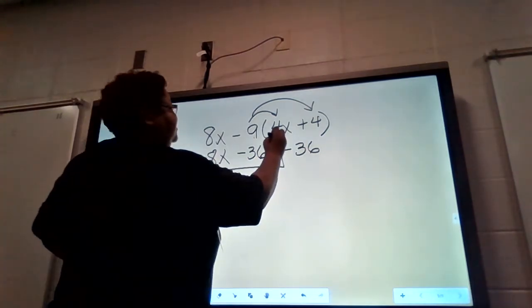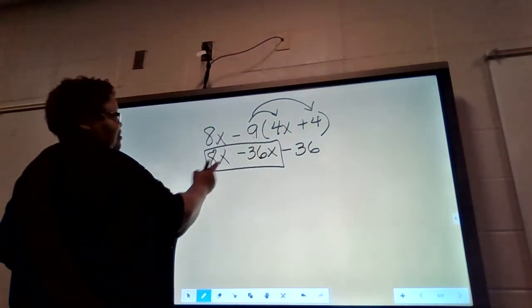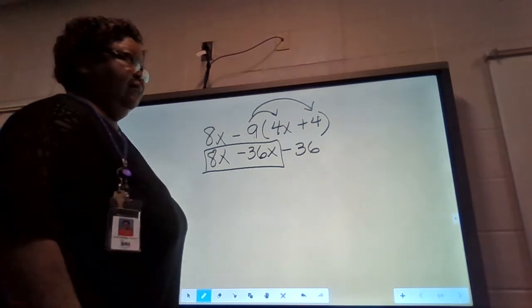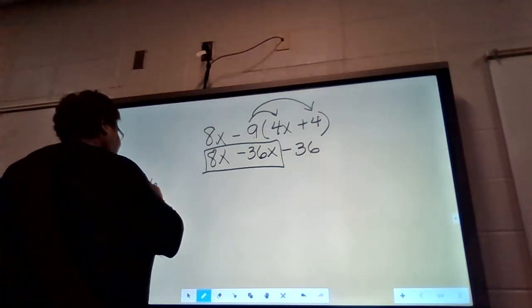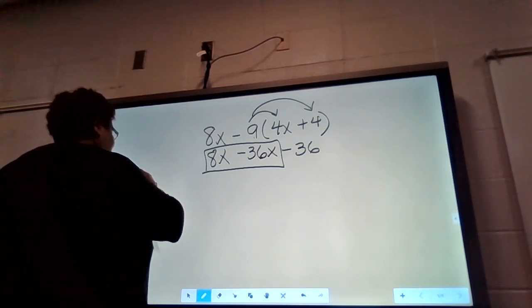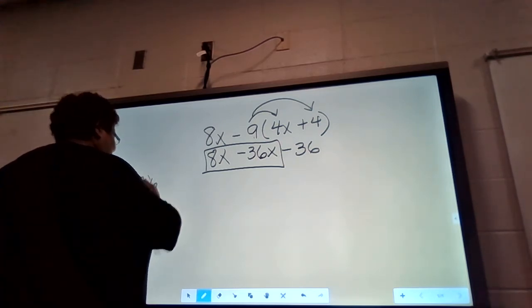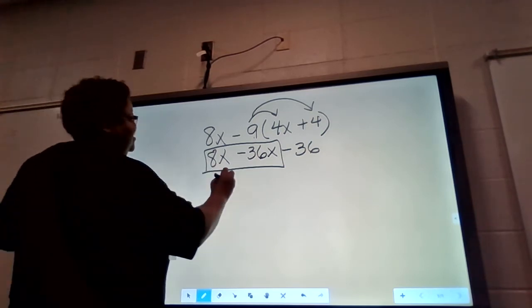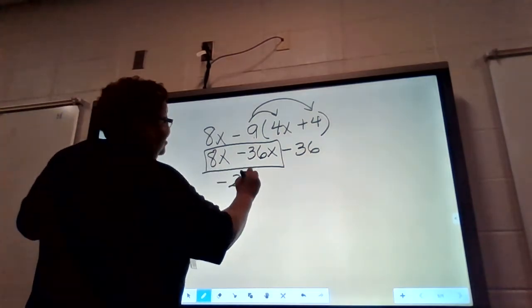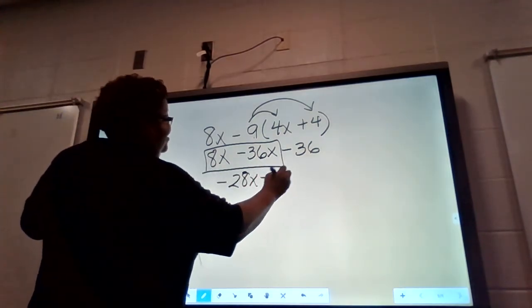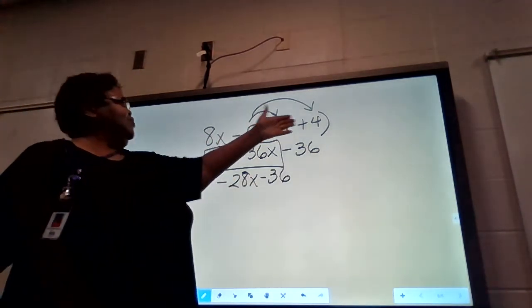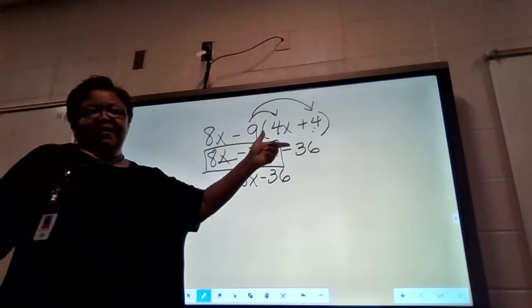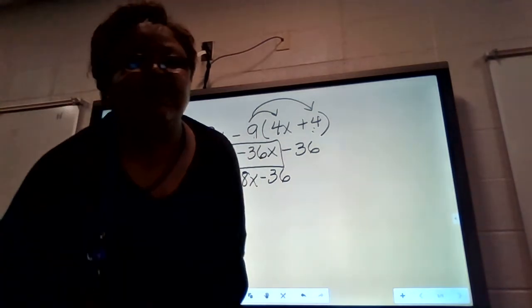These are the only like terms we can combine. 8 minus 36 is, I've got to go to the board, 36 minus 8 is 28, so negative 28x. Somebody, y'all already figured that out, right? Okay, so we distributed and then we combined like terms.